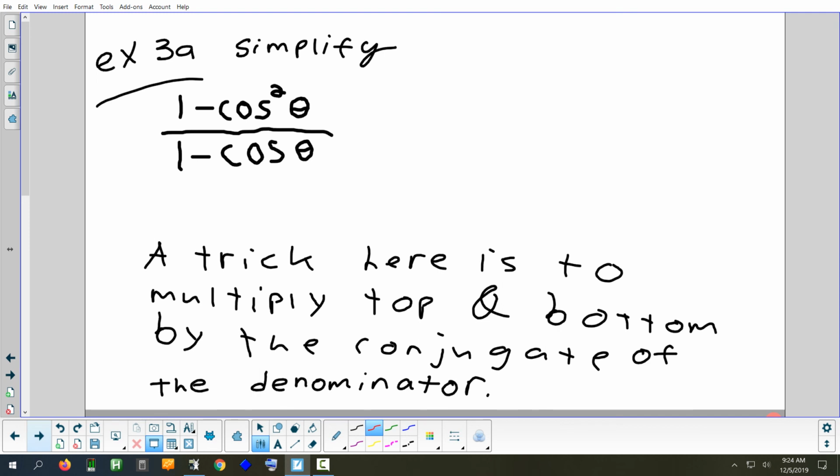Now, this is where identities can get a little tricky. Because when you're doing an identity, the way I describe it is like playing chess. Does anybody play chess? All right. So, when you play chess, what are you thinking about when you're making a move?